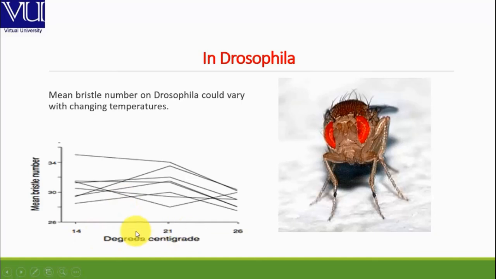Some individuals had an increase in bristle number with increasing temperature, while others had a sharp decrease in bristle number with increasing temperature. This showed that the norms of reaction were not parallel for these flies, proving that gene environment interactions exist.